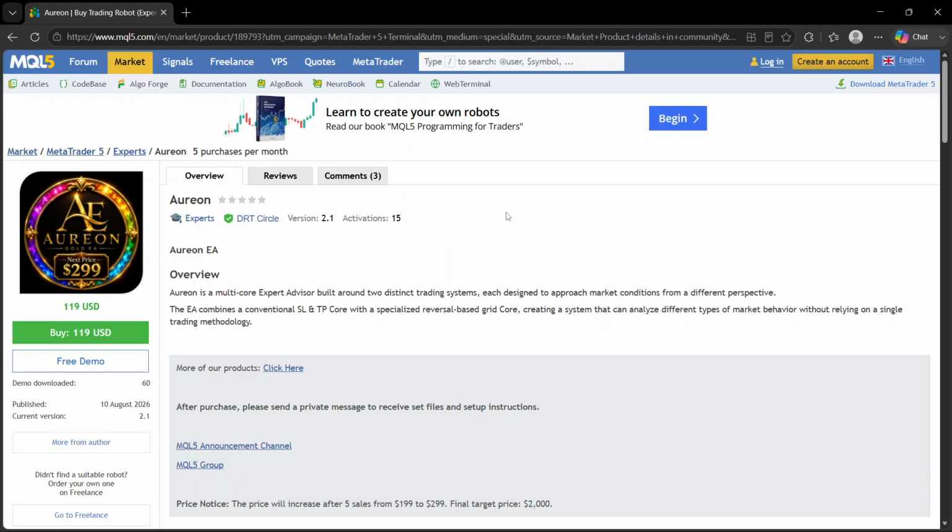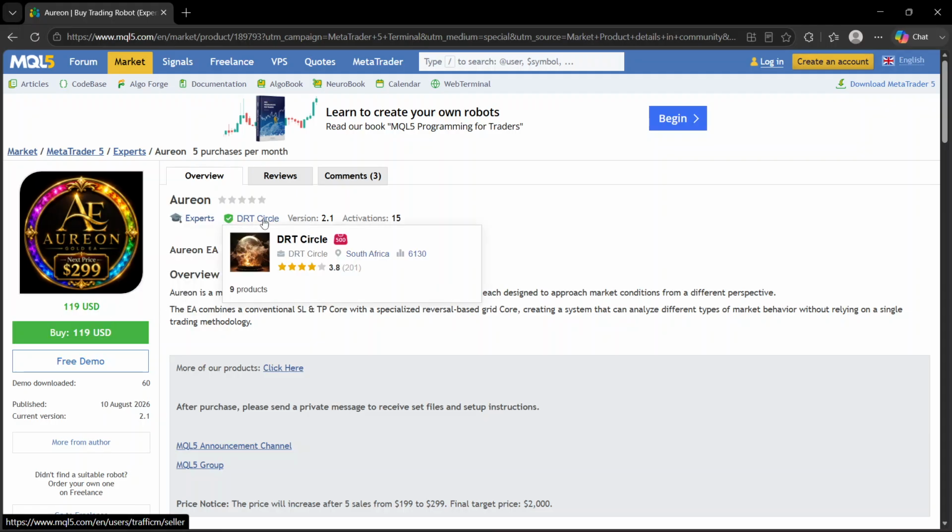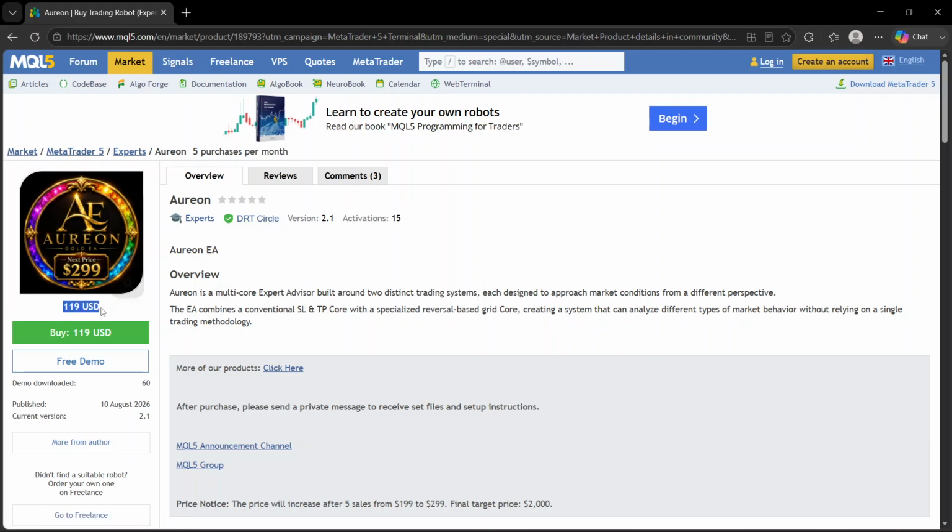Alright, today's EA is called Aureon and is listed on the MQ5 market by DLT Circle from South Africa. It's currently priced around $119, the version 2.0, and is built specifically for gold on the M30 timeframe. And the developer positions it as a multi-core system rather than a single strategy robot. Now, it was published just recently, 12 days ago at the time of the video, on the 10th of August 2026.